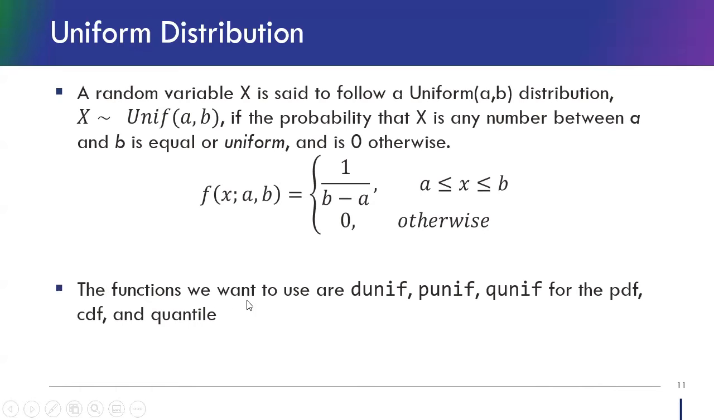So the functions we use in R are dunif, punif, qunif for the PDF, CDF, and quantile correspondingly. And runif is how to get random variables following a uniform distribution.